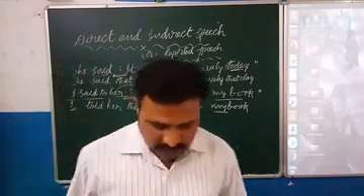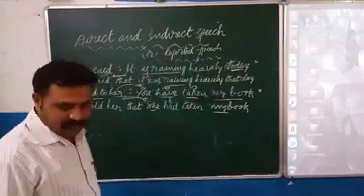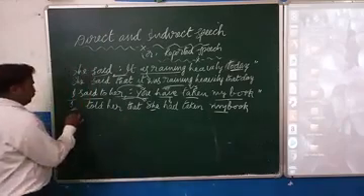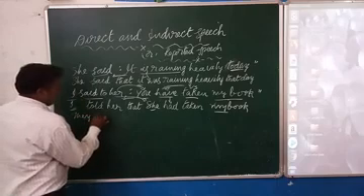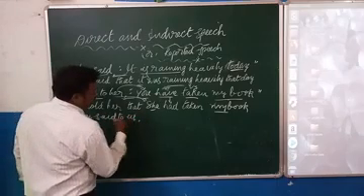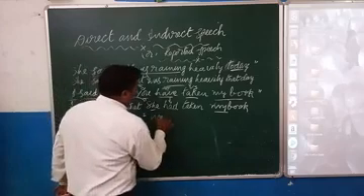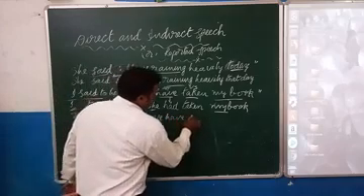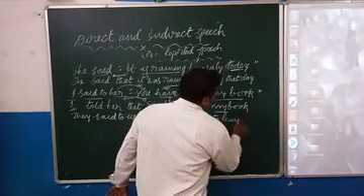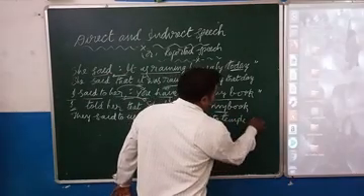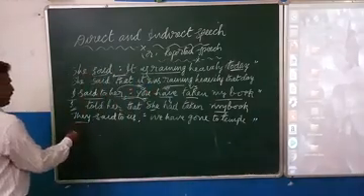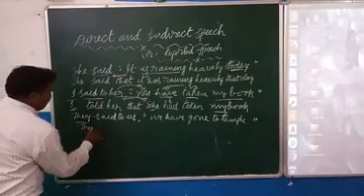One more model we can see: they said to us, comma, we have gone to temple, full stop and quotation mark closed. Here, what is the reporting subject we had? They, which we can write as it is.